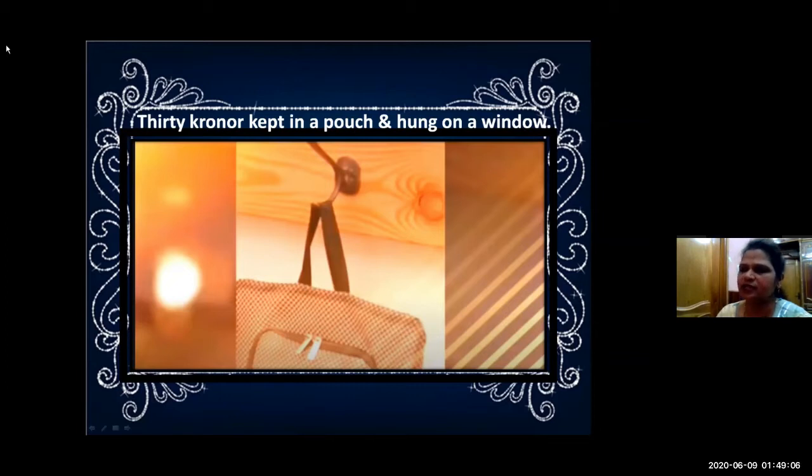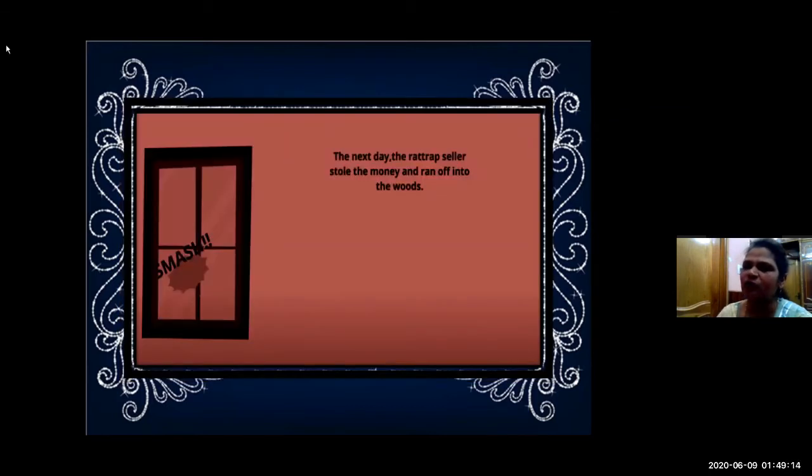Here you can see the money is kept in a pouch, and this pouch is hung on a window. The peddler was listening as well as seeing all these things. Next morning, both of them, after taking breakfast, went to their own places. But the peddler had something bad in his mind.